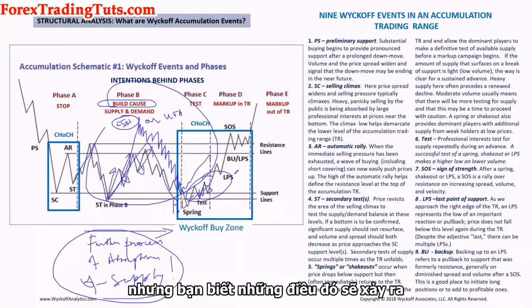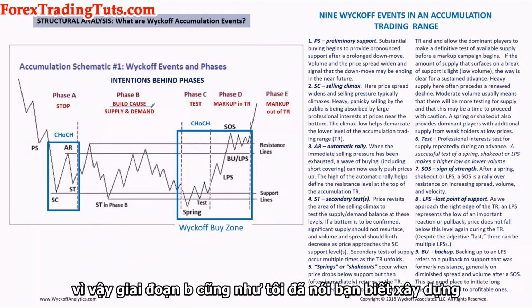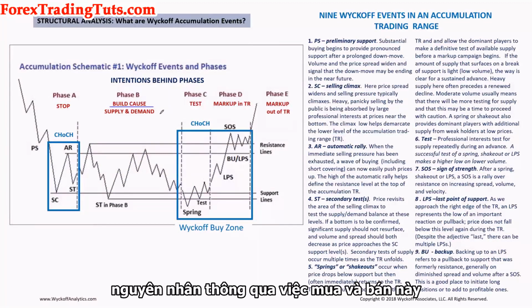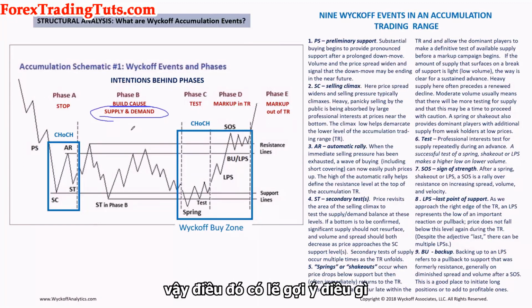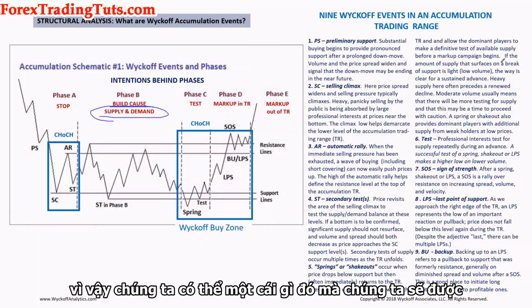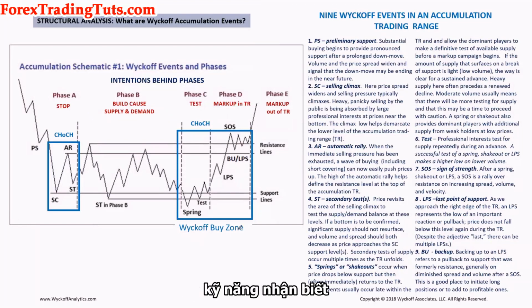But those things will happen. So phase B also, as I said, builds a cause through these buying and selling waves. And then it's all about supply and demand. Is there absorption happening? Or maybe supply is very dormant, but the quality of the demand is not there. So what does that suggest? Probably a continuation rather than a reversal. So again, something that we will be discussing and practicing and developing the skill to recognize.